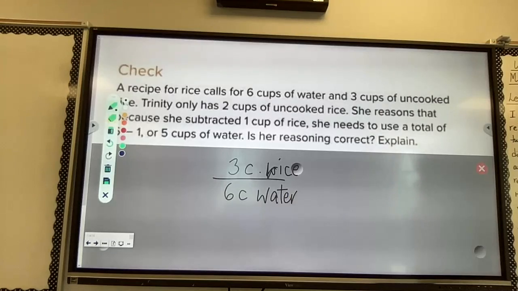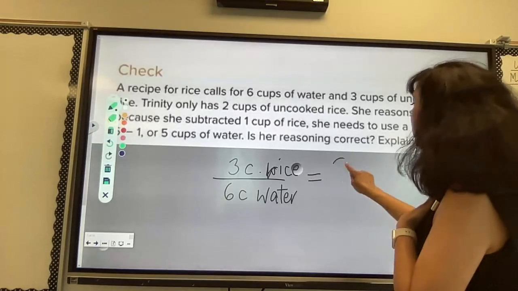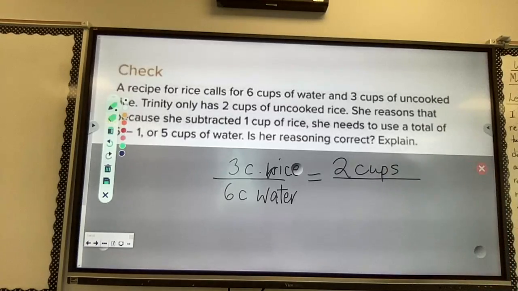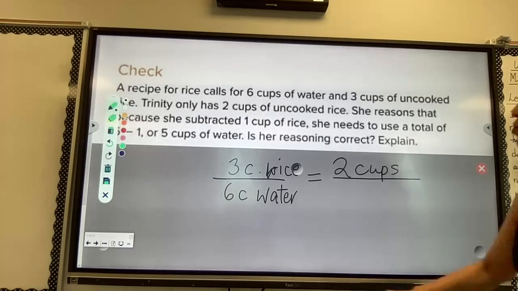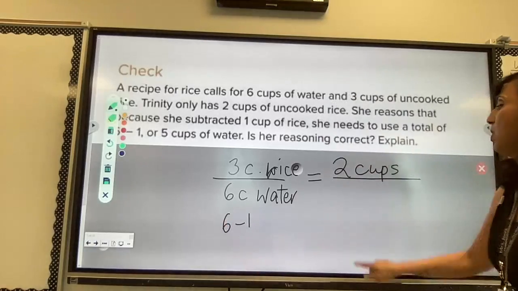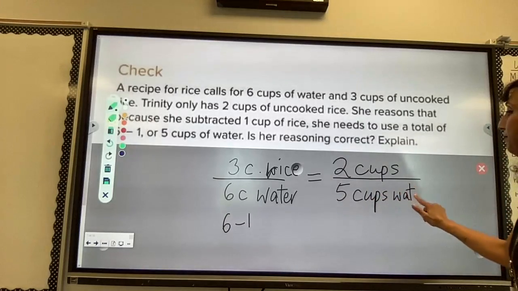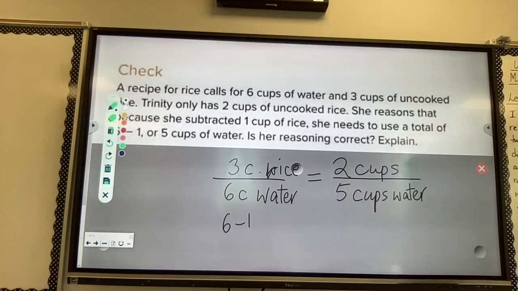So she reasons that, let's see, Trinity only has 2 cups of uncooked rice. And so she's thinking that because she has 2 cups of uncooked rice, she reasons that because she subtracted 1 cup of rice, she needs to use a total of 6 minus 1. So what she's going to do, 6 minus 1, and she's getting 5 cups of water. All right. And is her reasoning correct? All right. Is that reasoning correct?